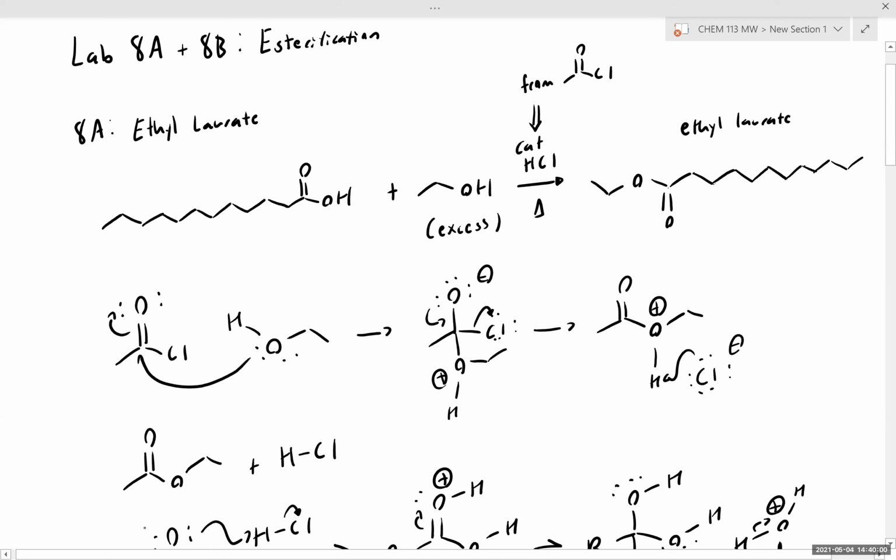Any questions on the first part for this mechanism? So we're able to generate catalytic amounts of hydrochloric acid from acetyl chloride and ethanol.